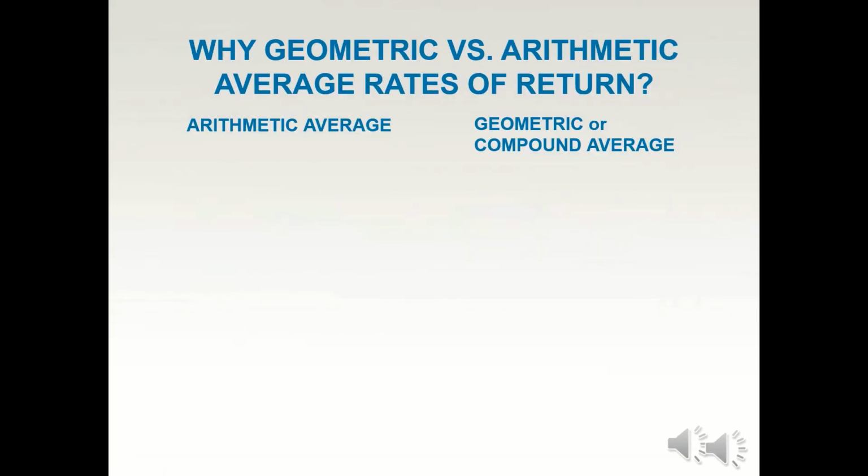Let's take a look at 2 ways to calculate the rates of return on an investment. First of all, we'll look at the arithmetic average, and then we'll look at the geometric or the compound average. Both the arithmetic average and the geometric average are important, and they're both correct, but they report 2 different things. The geometric average takes into account the compounding that occurs from period to period. Because of this, many investors usually consider the geometric average a more accurate measure of return. But the arithmetic average does have its use and its place.